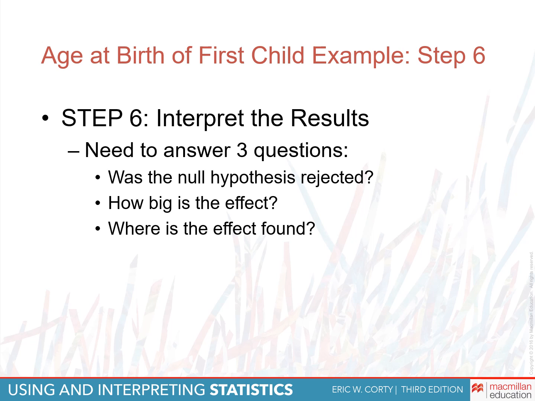So if you remember before, I told you our hypothesis said that at least one of the means is different from the other two, but we don't know which mean is different. And so that's what we want to figure out. Where is the effect found?